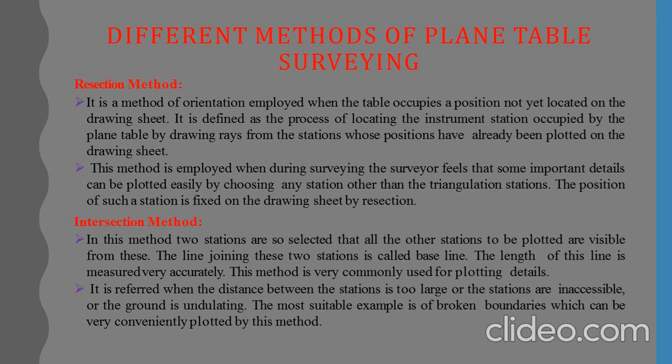So the final and most important method is the intersection method. In this method, two stations are so selected that all other stations to be plotted are visible from these, and it is preferred when the distance between the stations is too large, or the stations are inaccessible, or the ground is undulating. The most suitable example is of broken boundaries, which can be very conveniently plotted by this method.